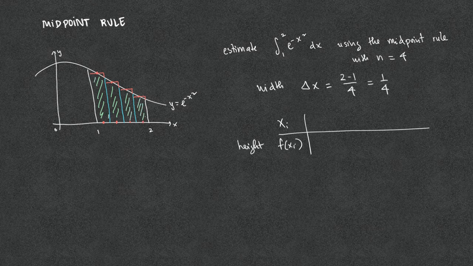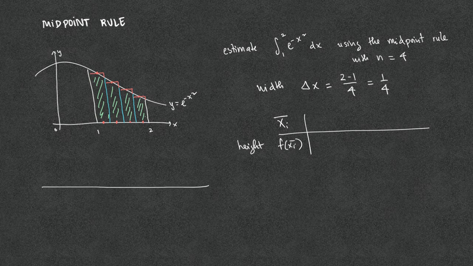The width of each rectangle is still delta x, which is b minus a over n, or 2 minus 1 over 4, which is 1 over 4. The heights are determined by the midpoint. Thus, the midpoints xi are the midpoints of each of the subintervals.